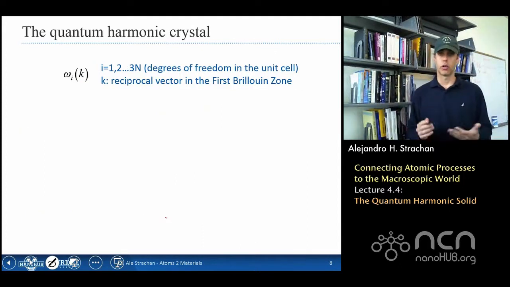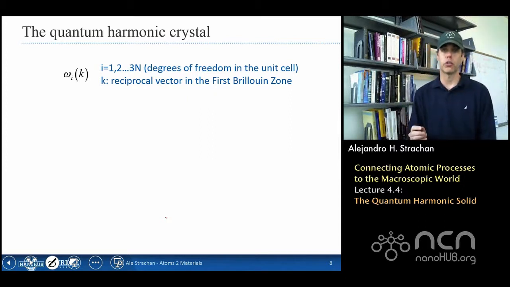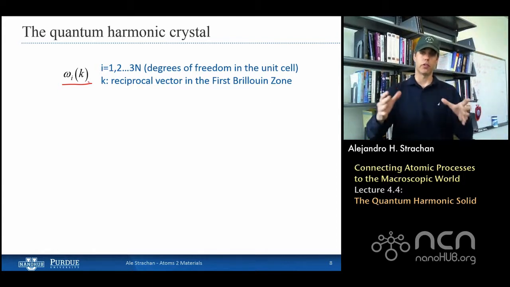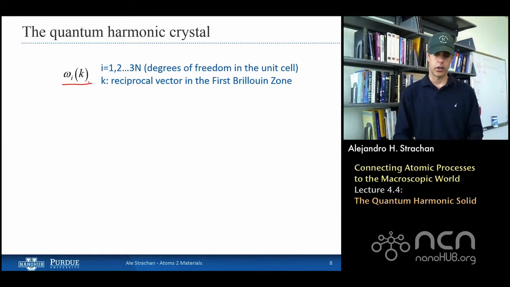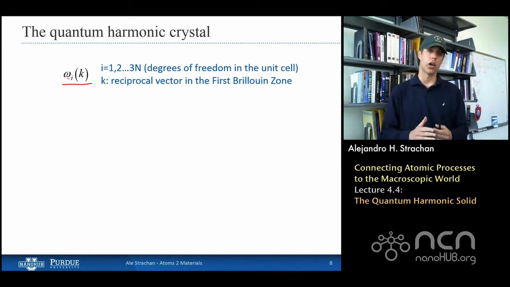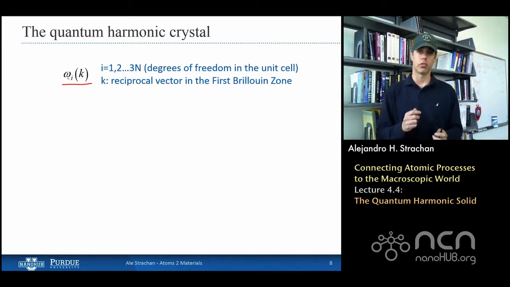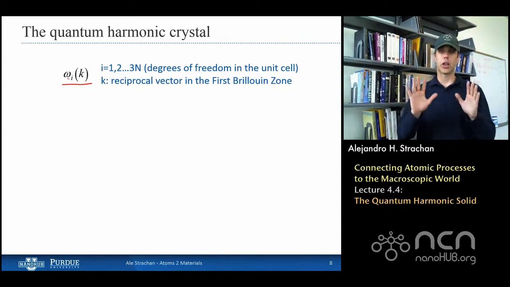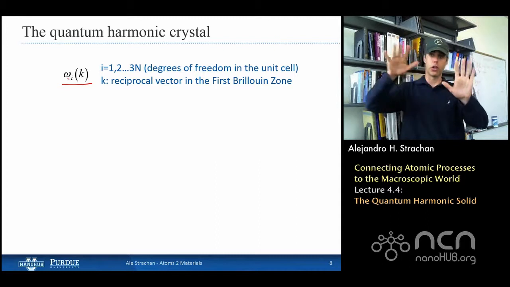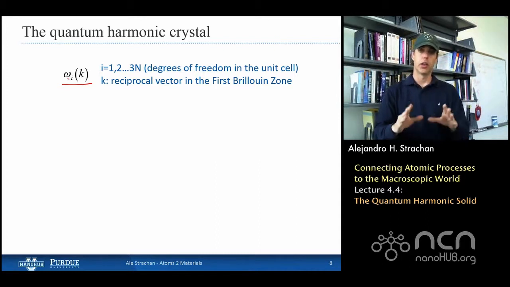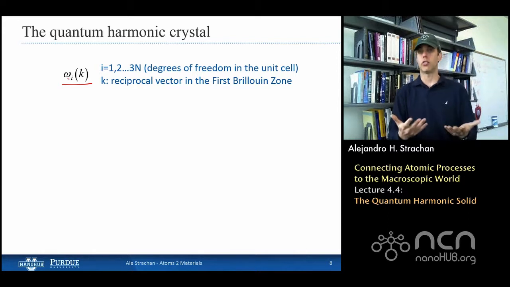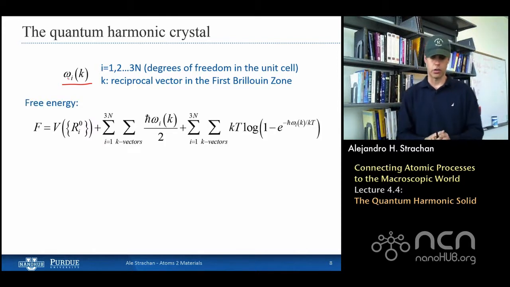If I have a crystal, a harmonic crystal, I know that I'm going to have a set of frequencies that depend on K, on the wave vector in reciprocal space. And this K number lives in the first Brillouin zone, and i, the index here, is the number of atoms, actually the number of degrees of freedom inside the unit cell. So that goes from 1 to 3N, N being the number of atoms in the unit cell. If you remember, K tells me how the displacements change from one unit cell to the other, and this continuum variable K allows me to describe an infinitely large crystal with a finite set of modes, or in a way that I can count.